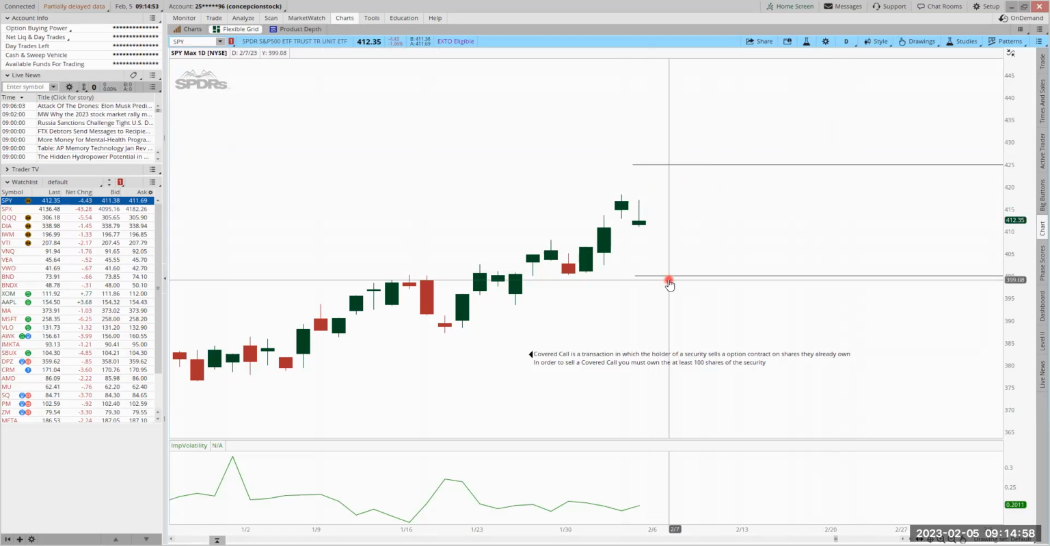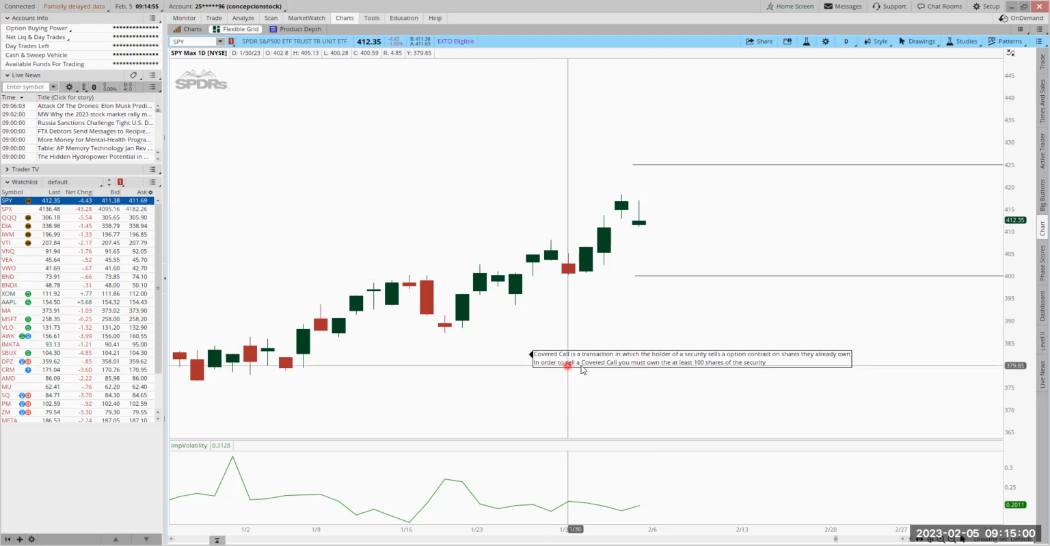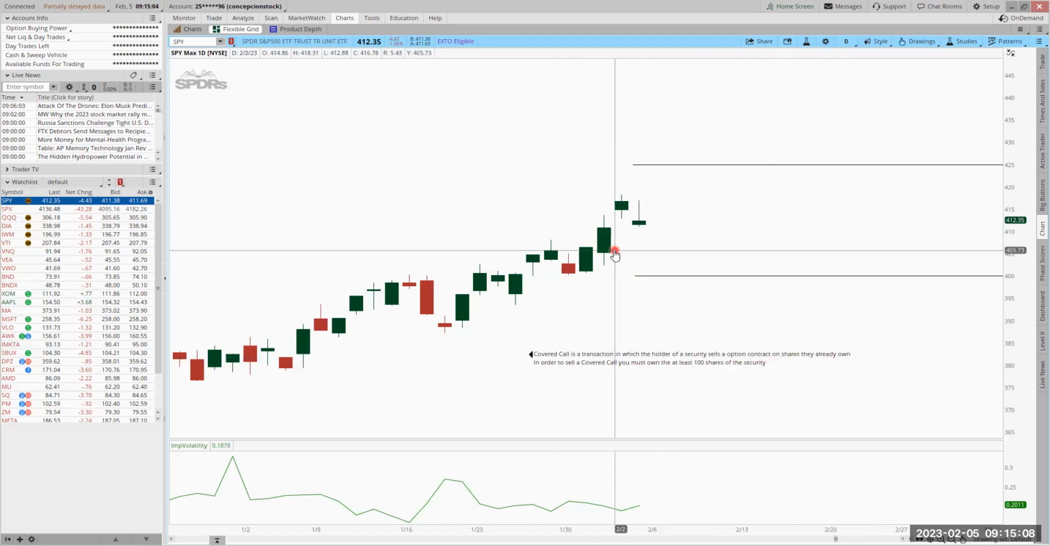So before we begin, let me explain what a covered call is. A covered call is a transaction in which the holder of a security sells an option contract on shares they already own. So I've selected the S&P 500. We're going to pretend that we purchased 100 shares of the S&P 500 at the $400 price point. Once again, in order to sell a covered call, you must own at least 100 shares of the security, stock, or the underlying that you're trading.